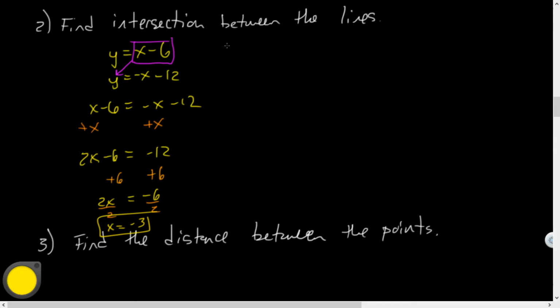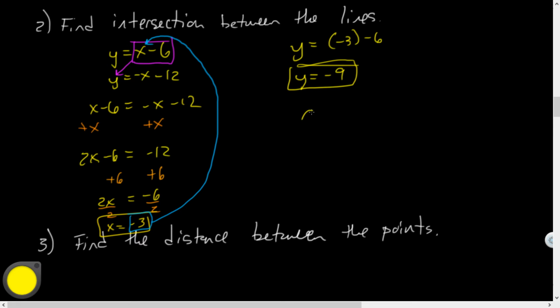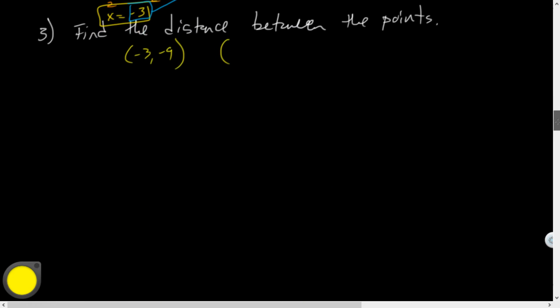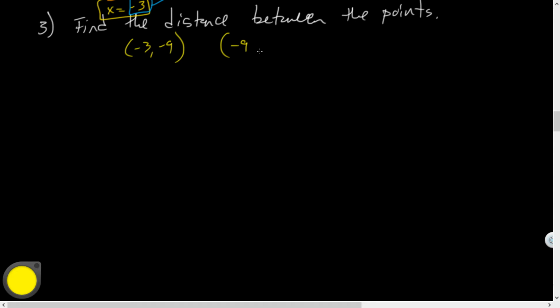Now, that is not the intersection. That is a single coordinate of the intersection. But if x is equal to negative 3, watch this. I'm going to plug this in up here, and I can solve for y. So y is going to equal negative 3 minus 6. y is going to equal negative 9. So that means my ordered pair is negative 3 comma negative 9. So I'm going to find the distance between negative 3, negative 9 and what was the starting point? It was negative 9, negative 3. Those seem almost symmetric or something.